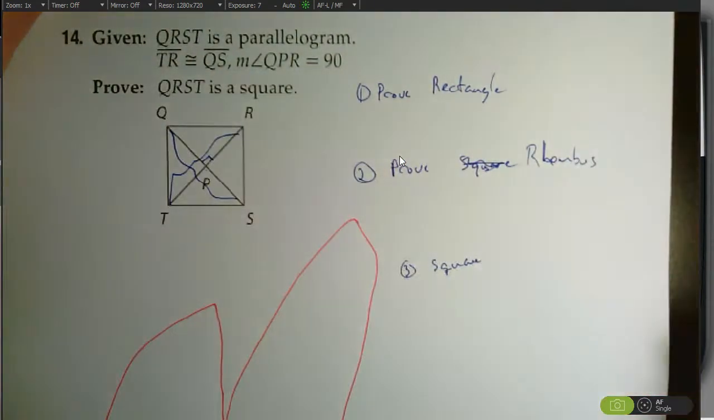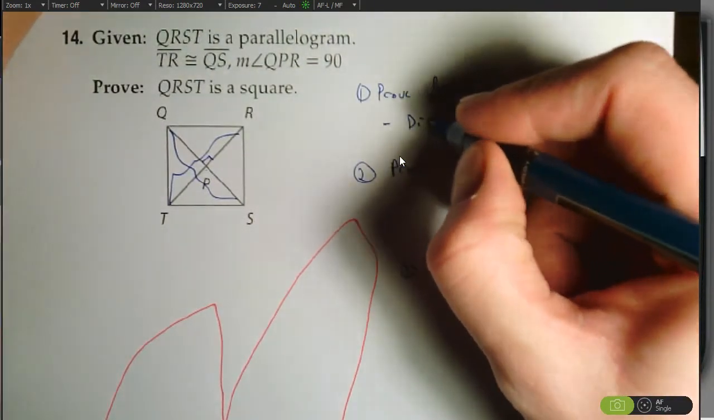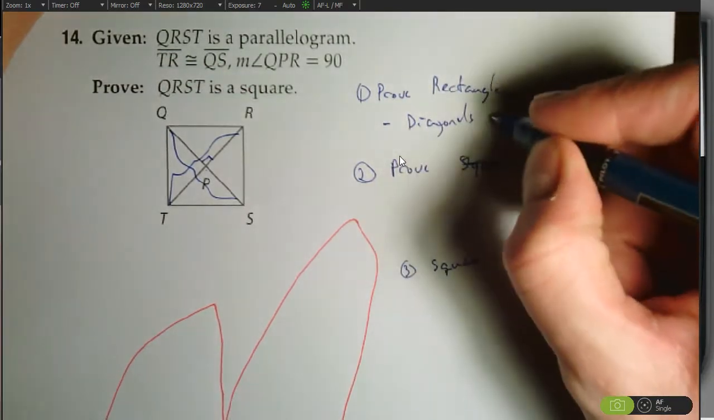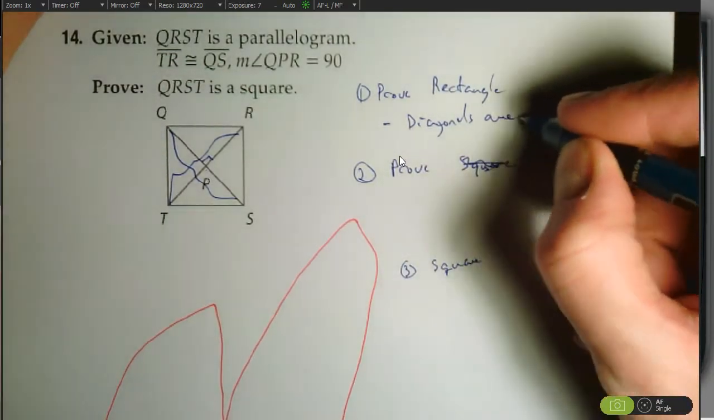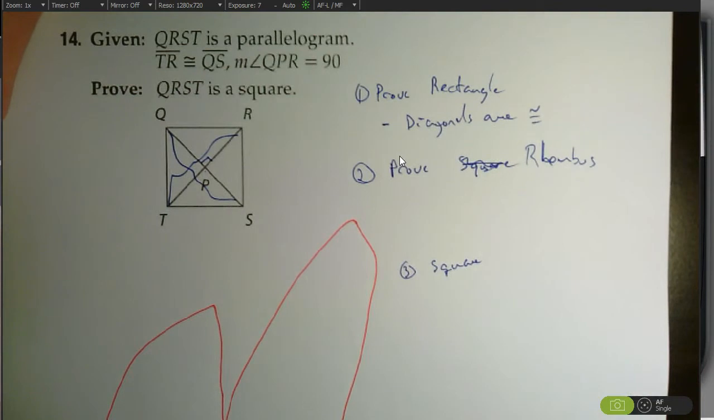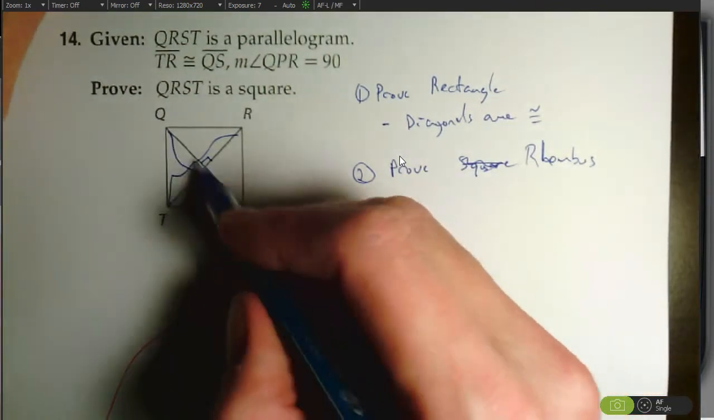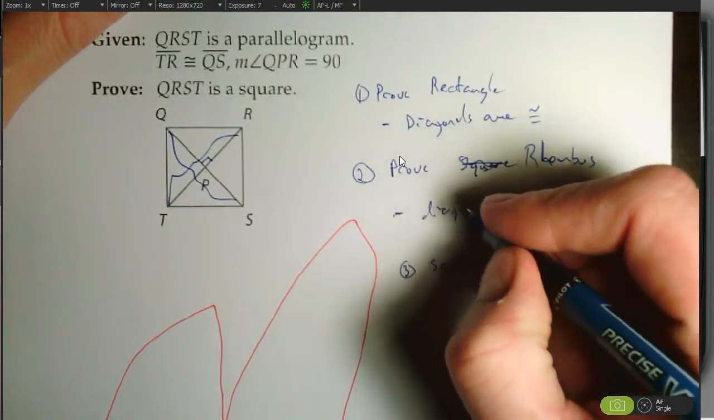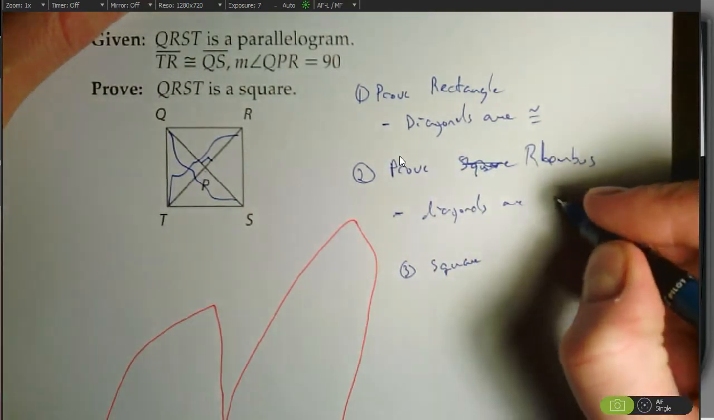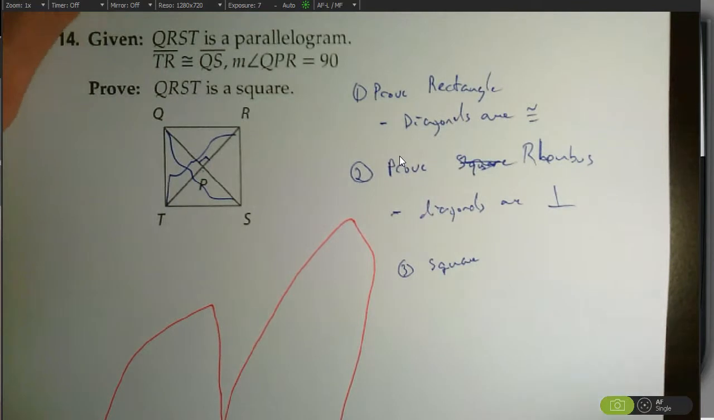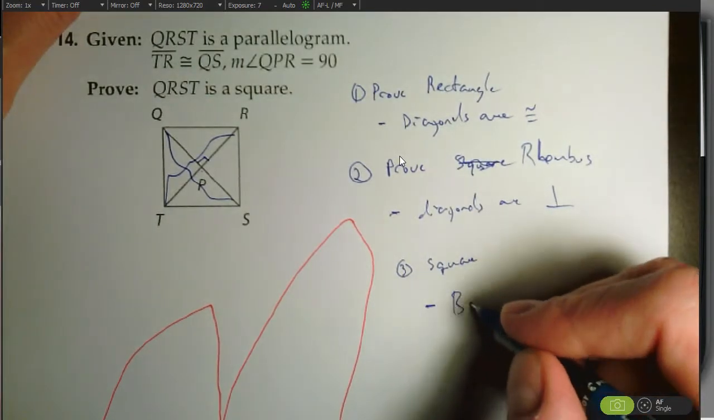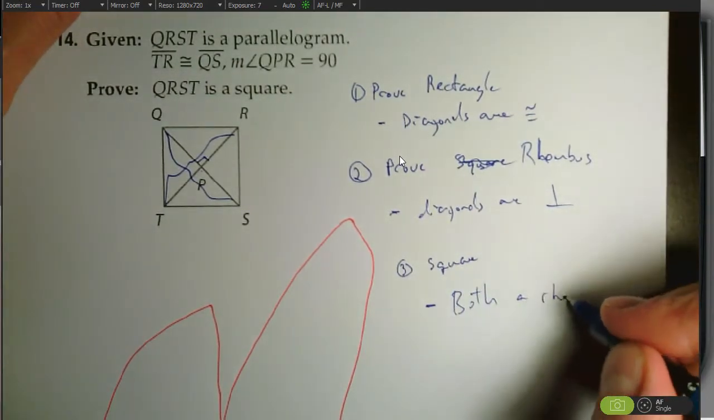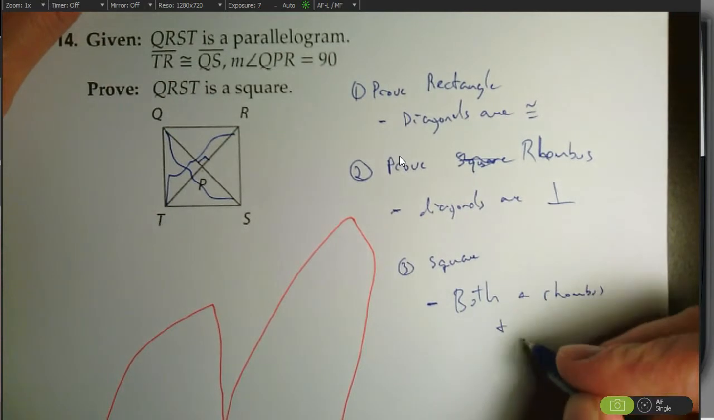TR and QS are diagonals. So the diagonals are congruent. We can prove it's a rhombus because the diagonals are perpendicular and we know it's a parallelogram. Okay. And then how do you prove it's a square? It's both a rhombus and rectangle.